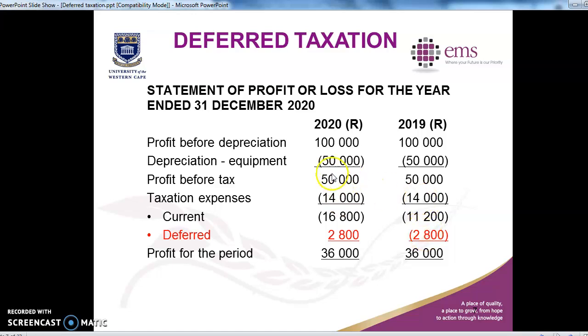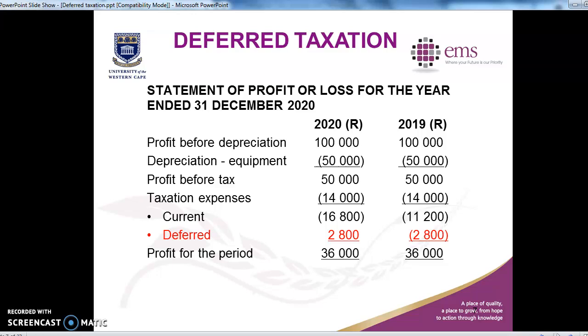For 2020 again, profit before tax is 50,000. Our total tax expense should be 14,000, which is 50,000 times 28%. Our current tax that we calculated for 2020 was 16,800. And so now what do we want to do? We want to adjust our current tax to align with our total tax expense. So we have 16,800. What do we need to do? We need to decrease our tax expense, right? Remember, I said 16,800. We need to decrease it by 2,800 to get to 14,000. And again, our deferred tax adjustment is 2,800.